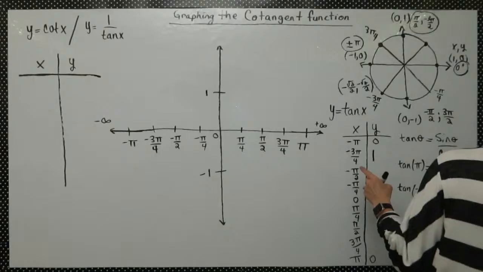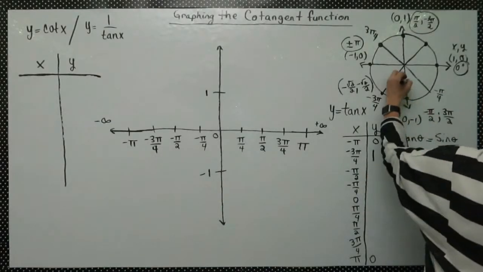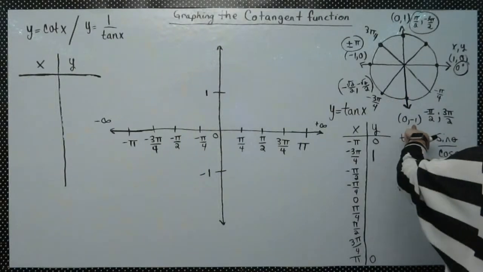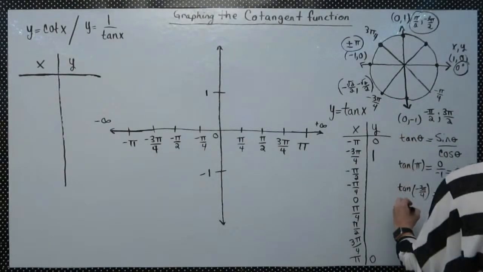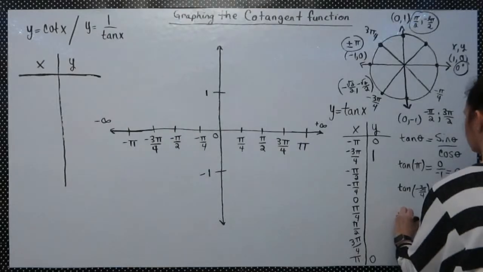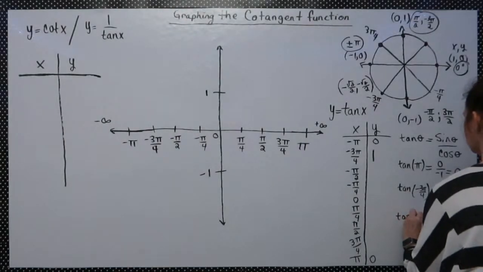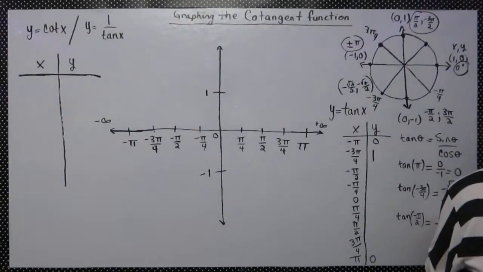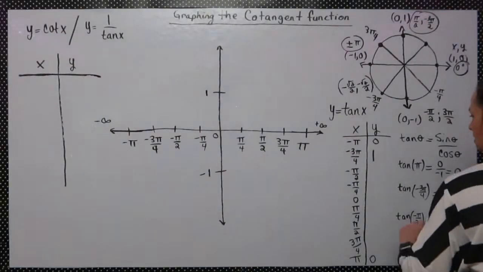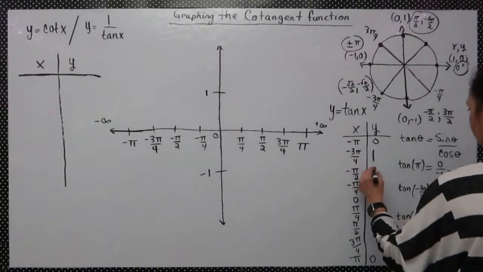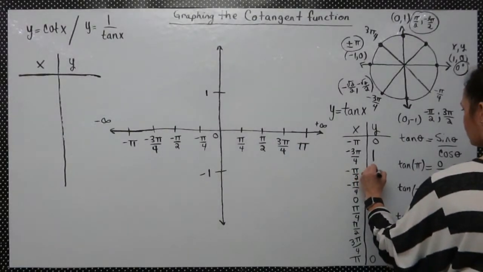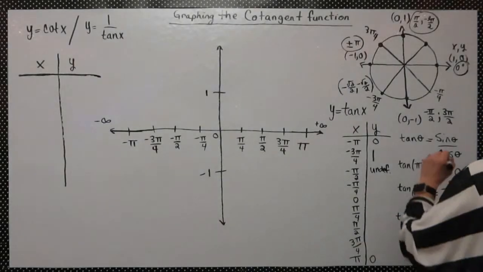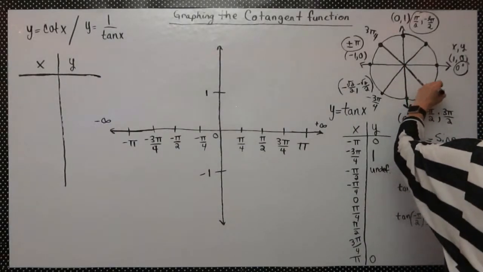And then negative pi over 2 is here. And we have tangent is negative 1 divided by 0. So tangent of negative pi over 2 is negative 1 divided by 0, undefined. It's going to lead to your asymptote at negative pi over 2. And then negative pi over 4 is here.